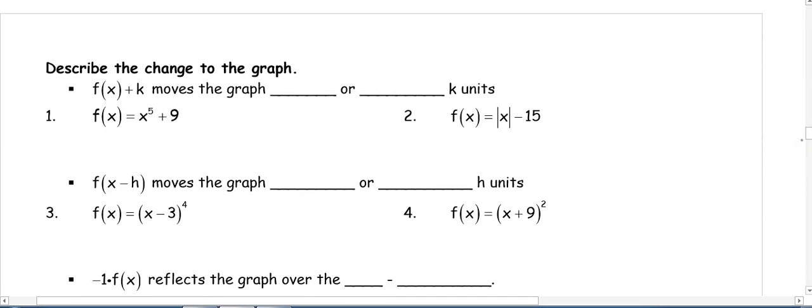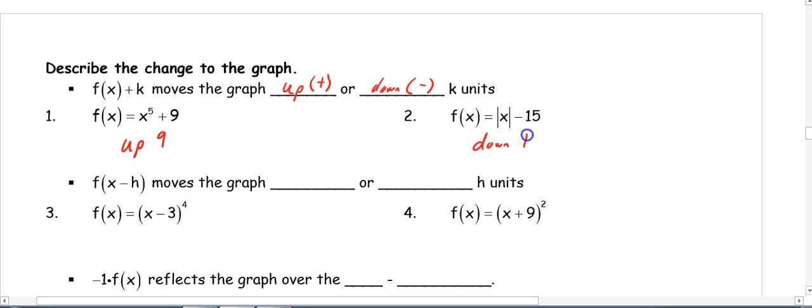So describe the change made to the graph. Remember that if we have f of x plus k, we are either going to move it up if it's plus, and we are going to move it down if it's minus. So in the first one, we have f of x equals x to the 5th plus 9, which means we would go up 9. And number 2, we have f of x equals the absolute value of x minus 15, which means that we would go down 15.